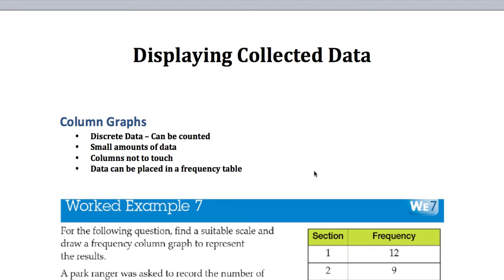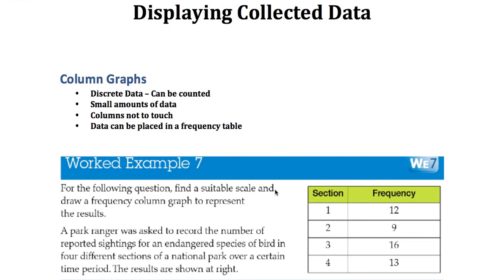Just as a point of reference, column graphs tend to deal with data that's discrete, meaning it can be counted. Normally it's small amounts of data. The data is placed or can be placed in a frequency table, and when you do sketch your column graph, make sure that the columns don't touch.